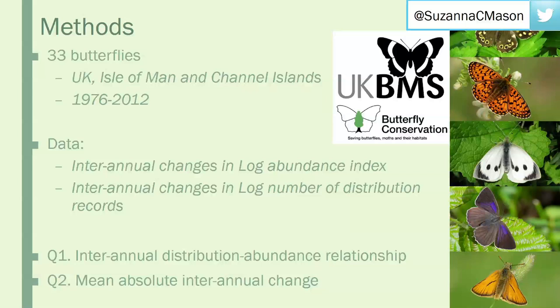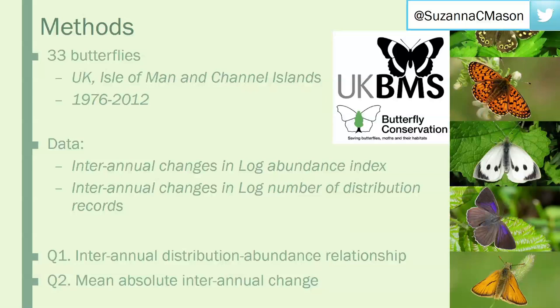For the first question, what we looked at, we called the interannual distribution abundance relationship. And that very simply is the correlated relationship between these two variables. We wanted to know how well they fit together. So the way we quantified this relationship was the goodness of fit, the R squared value.